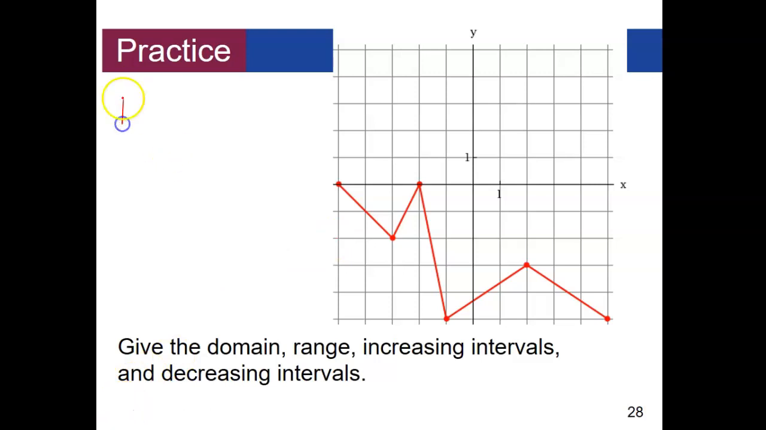Okay, for the domain on this one, our domain is going to be -1, -2, 3, 4, and 5. So we're going to start over here at -5, and we're going to go all the way to +5. Because if I drew vertical lines, one at -5 and one at +5, that is going to capture this entire graph from left to right.